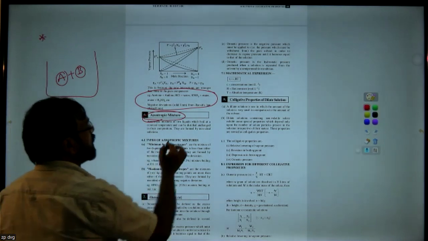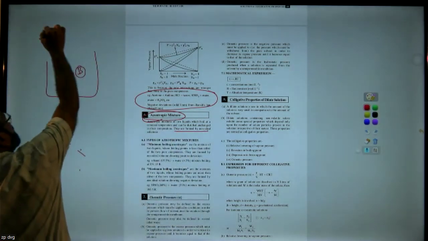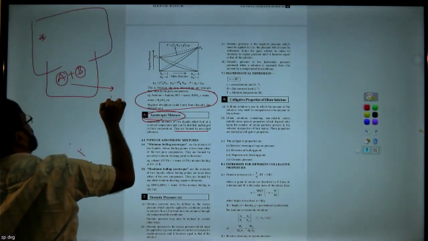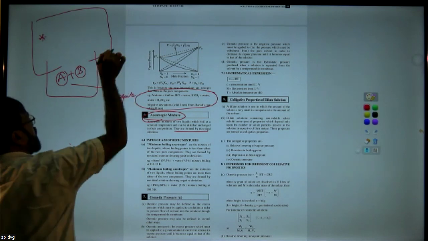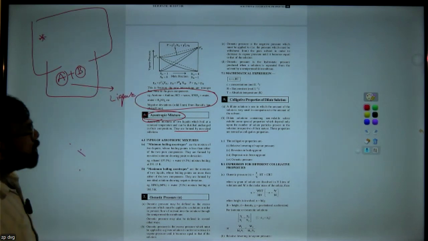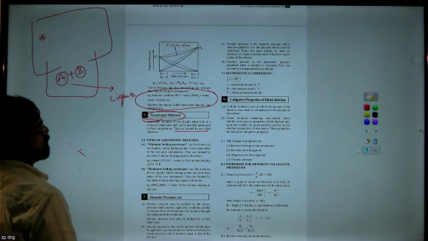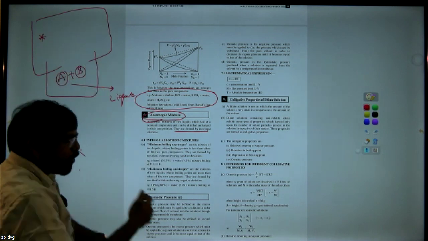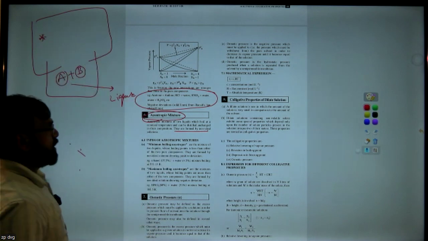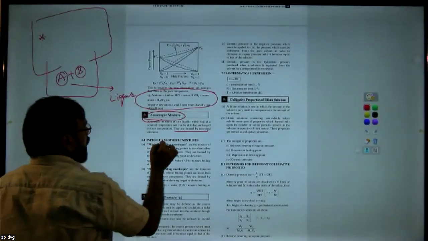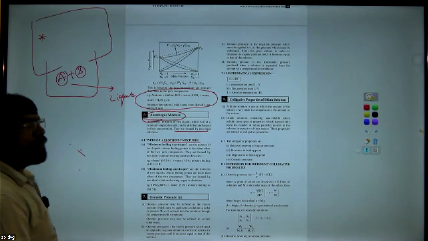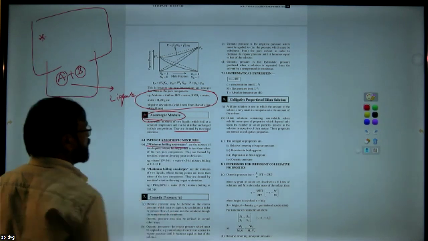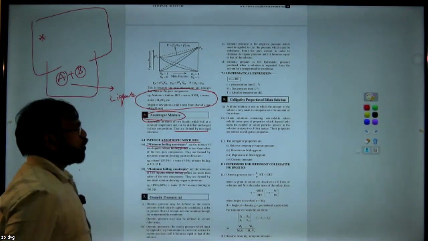What is the reason for it? The reason is they have the same composition in the liquid phase as well as in the vapor phase. So we cannot separate azeotropic mixtures even by fractional distillation. The reason is they have the same composition in both liquid phase and vapor phase. How many types of azeotropic mixtures are there? There are two types: minimum boiling azeotropic mixtures and maximum boiling azeotropic mixtures.